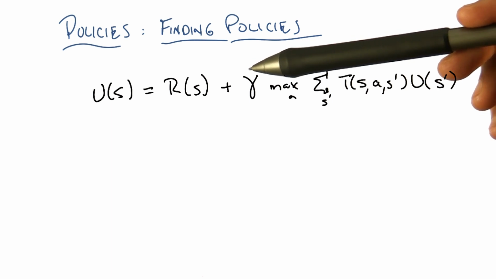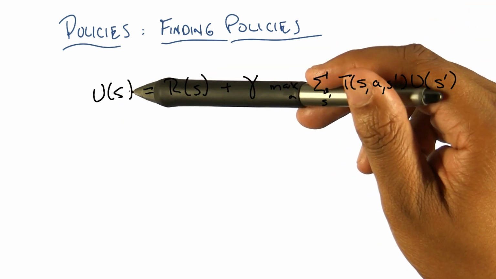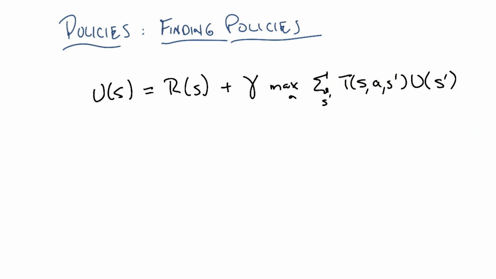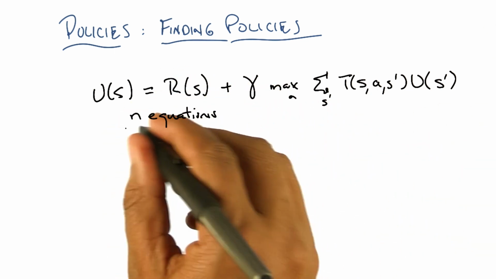So we wrote this down as a utility of S. How many S's are there? N. So we have N states, which means this isn't really one equation. This is how many equations? N. Yes, it's N equations. How many unknowns are there? Well, we have a U.